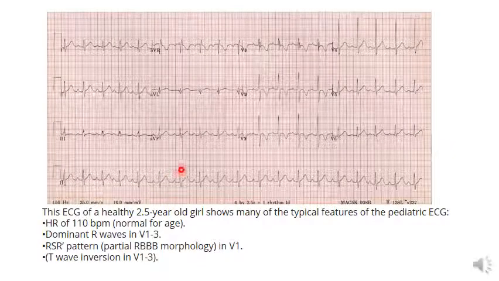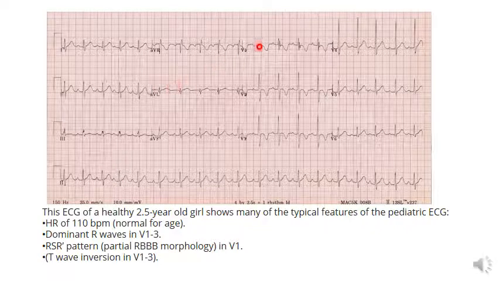Next slide, you see here an ECG traced from a healthy, normal 2.5-year-old girl, which shows many typical features of pediatric ECG. When you calculate the heart rate from the RR interval, you count the small squares, around 11 here; you divide 300 over this, and it will give you a heart rate of 110 beats per minute.